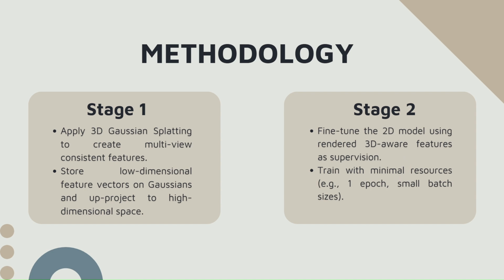Together, these stages form a loop. 2D features are lifted into a compact 3D form, and then the improved 3D representations are fed back to enhance the 2D model.